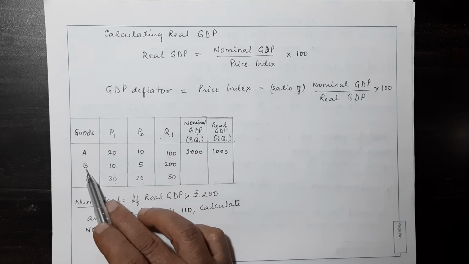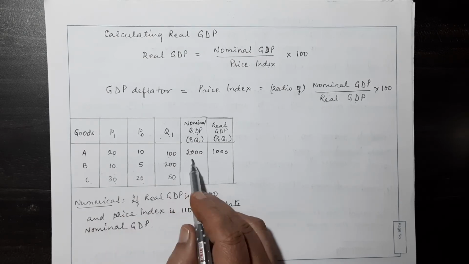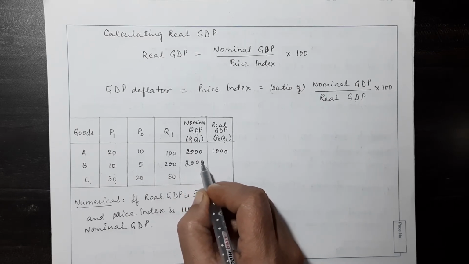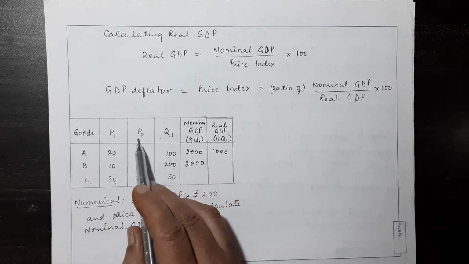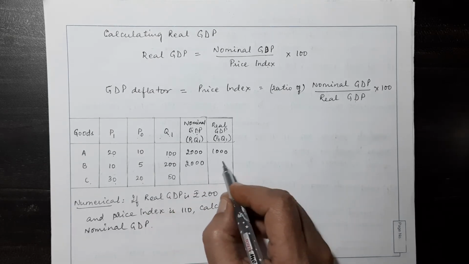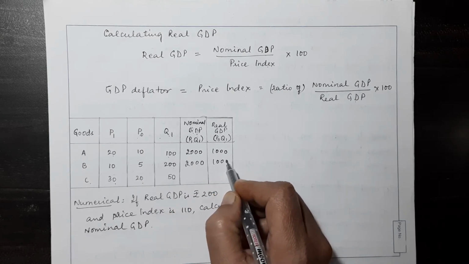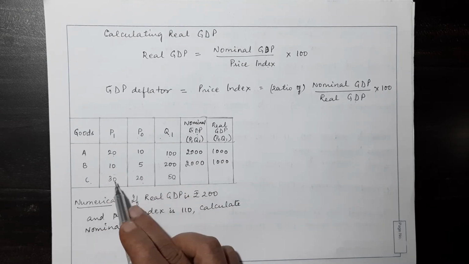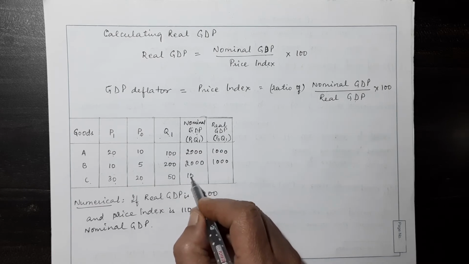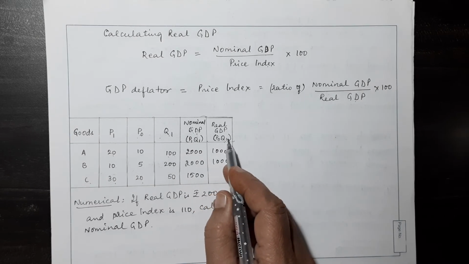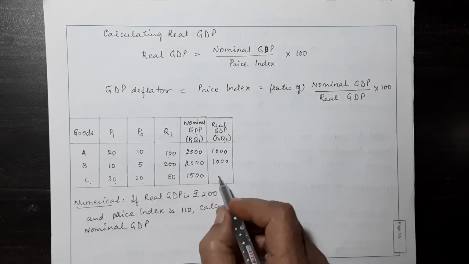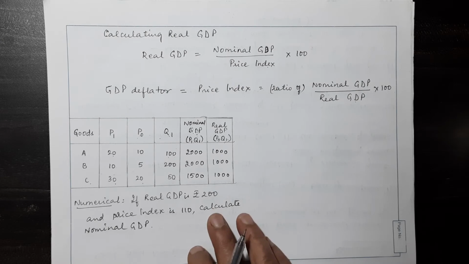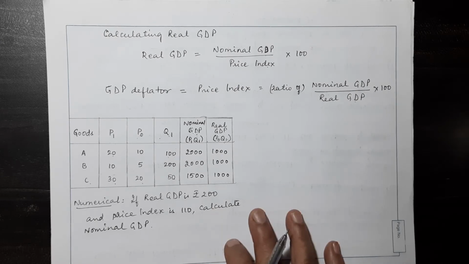So now for good B, what is the nominal GDP that we get? P1 Q1. So 10 into 200, which is again 2000. And real GDP would be P0 Q1. So 5 into 200, which is 1000 again, right? Now for good C, it is P1 Q1, which is 30 into 50. So this is 1500. And P0 Q1 is 20 into 50, which is 1000. So now what do we understand over here?